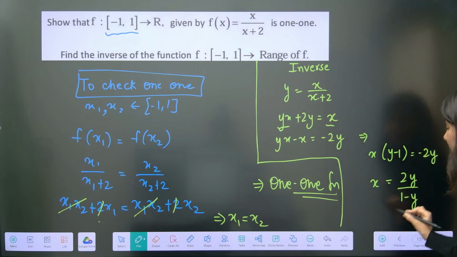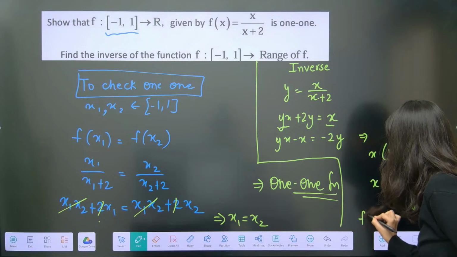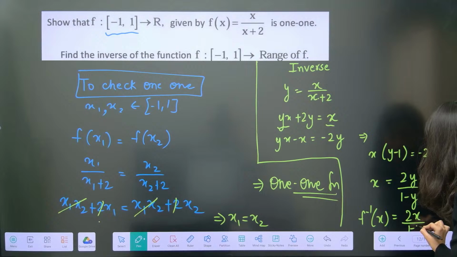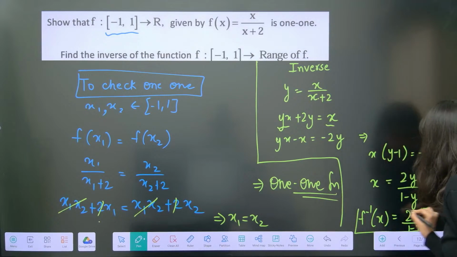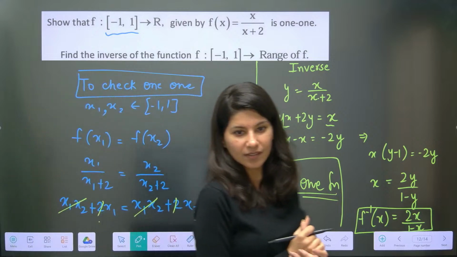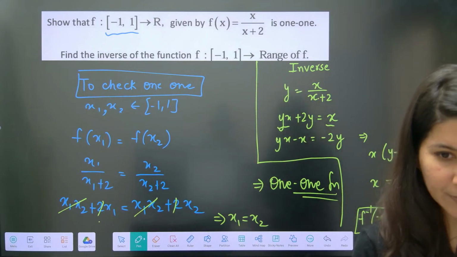And now you have to interchange x and y. So f inverse of x will be equal to 2x upon 1 minus x. This is your inverse function. Okay, clear? Everything is done. Clear?